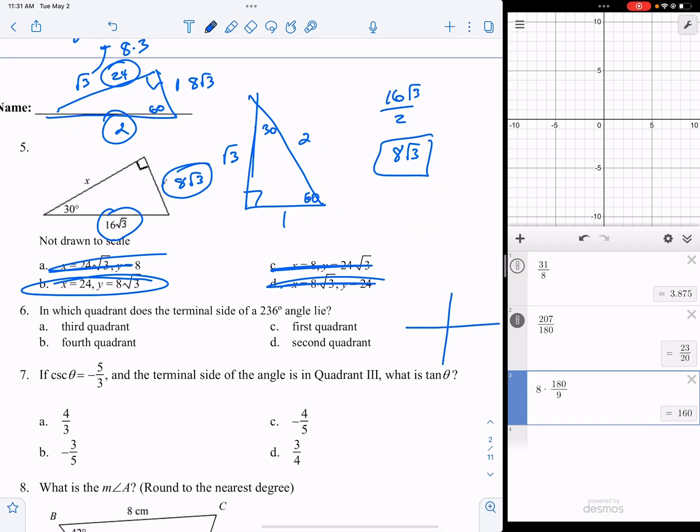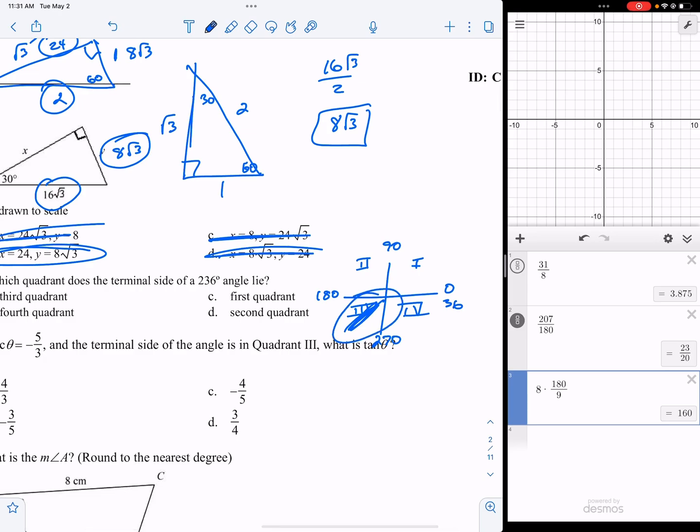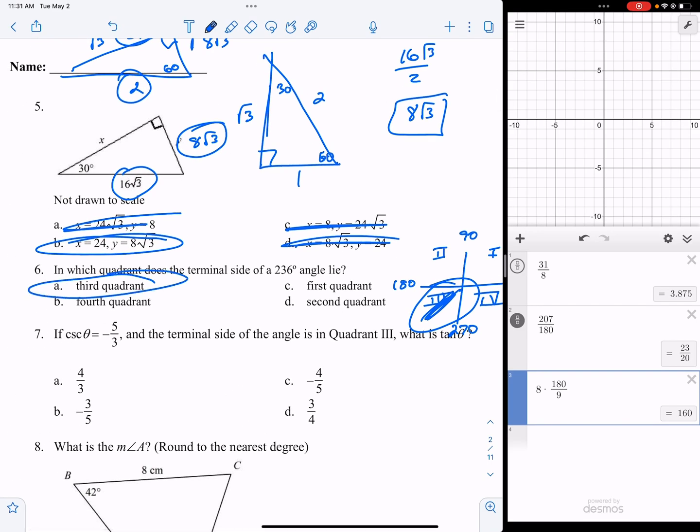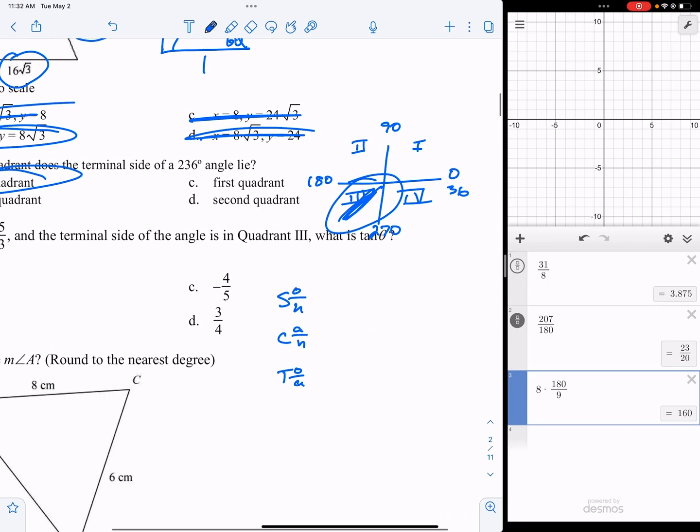All right, 1, 2, 3, 4. Where's 236? This is 0, 90, 180, 270, 360. So 236 is somewhere in here, so that's the third quadrant. So, SOH CAH TOA. Then the reciprocals of those: cosecant, secant, cotangent. So this is hypotenuse over opposite, hypotenuse over adjacent, adjacent over opposite.